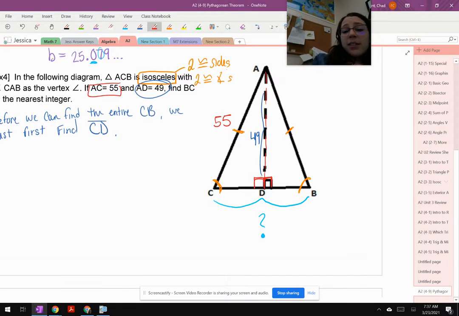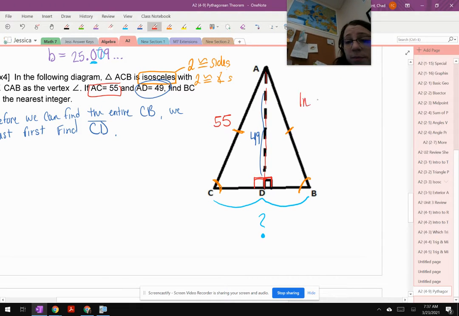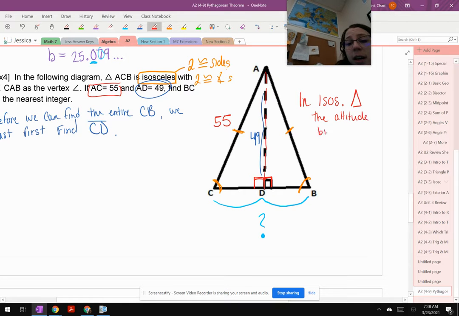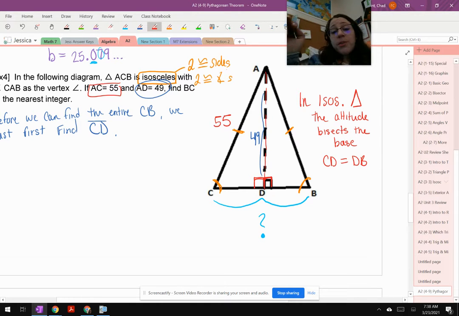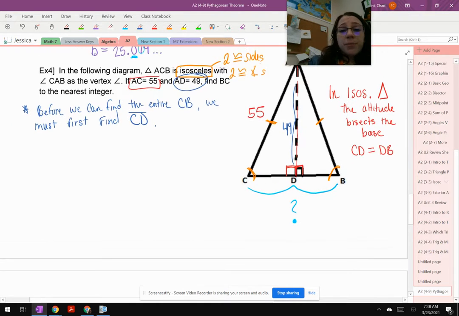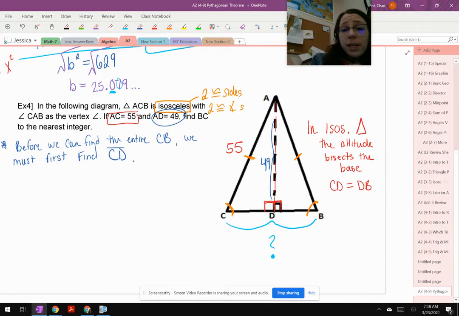We know that in an isosceles triangle, the altitude bisects the base, making CD equal to DB. That's what we're going to use to find the entire CB later. So highlight and focus on the triangle that we're working with here, and that would be this right triangle.